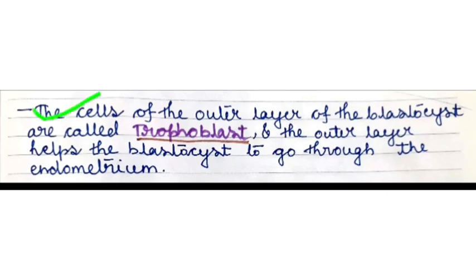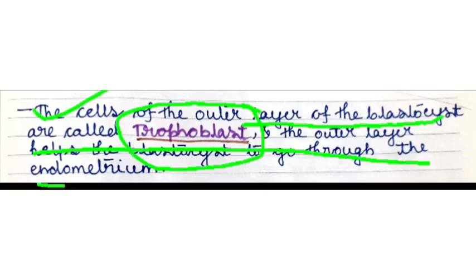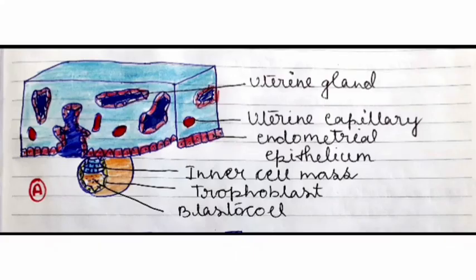And the cells of the outer layer of the blastocyst are called trophoblast. The outer layer of the blastocyst helps to go through the endometrium. So now I have already told you that the blastula reaches the uterus and establishes contact with the endometrium. After they establish the contact with the endometrium, the inner cell layer of the blastula lies towards the endometrium.